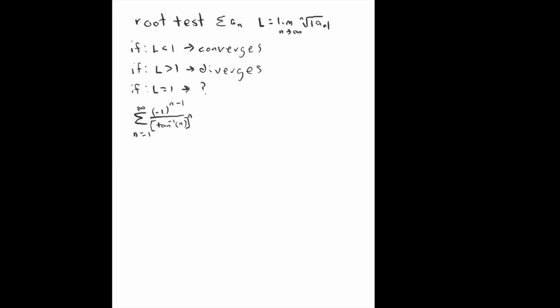For the root test, we find our L, which is equal to the limit as n approaches infinity of the nth root of our sequence. If L is less than 1, the series converges. If L is greater than 1, it diverges. And if L equals 1, it's inconclusive. Here's an example. For the series negative 1 to the n minus 1 over inverse tangent of n to the n, we see that our L value is equal to 2 over pi, which is less than 1. So this series converges.